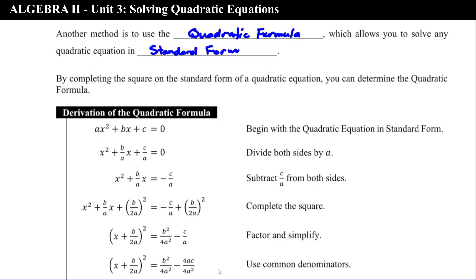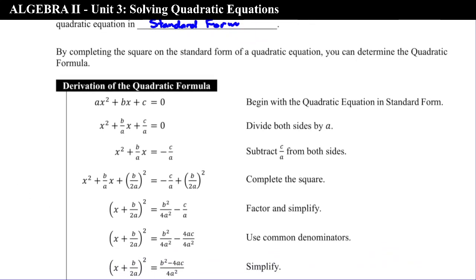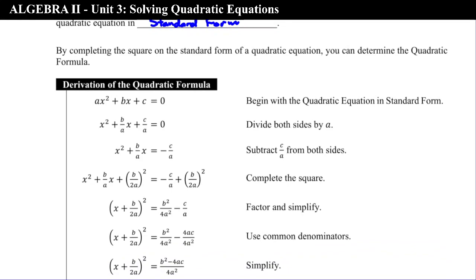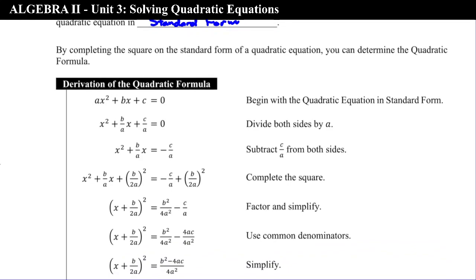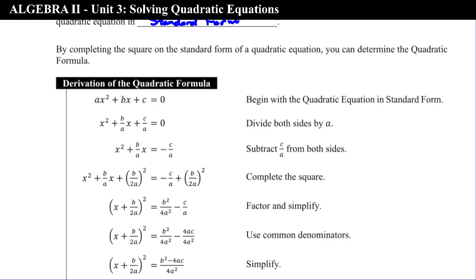So you're starting to see parts of the quadratic formula emerging here. If you already know what the quadratic formula looks like, you're starting to see some things emerge. Now that we have a common denominator for both of those fractions, we can combine it into b squared minus 4ac all over 4a squared. You notice we're not at the 2a part yet. If you know the quadratic formula, you're expecting a 2a to be at the bottom.